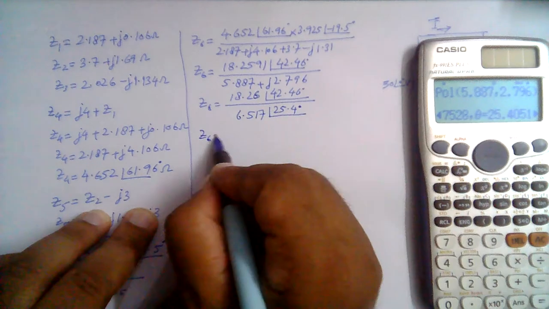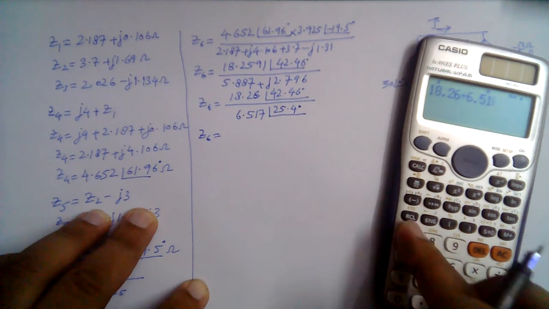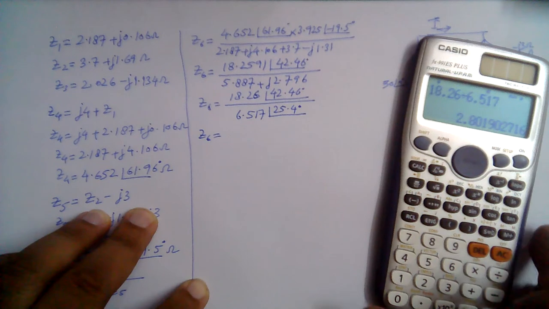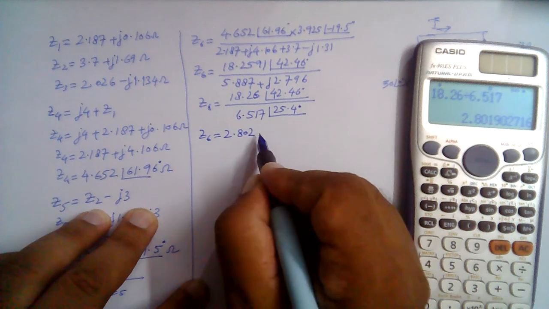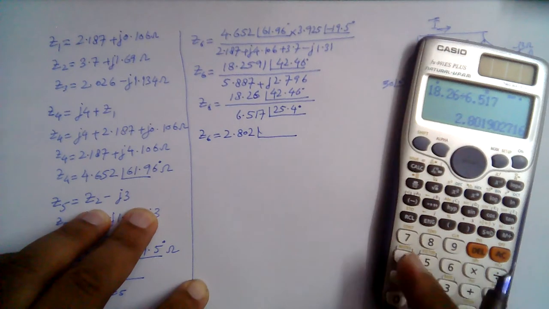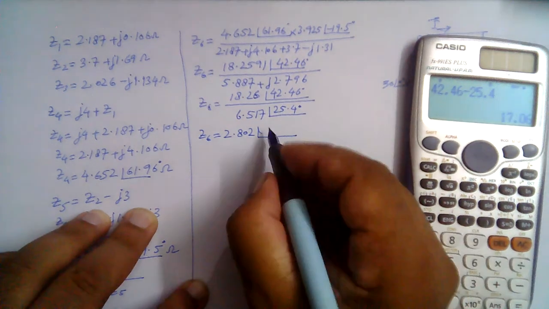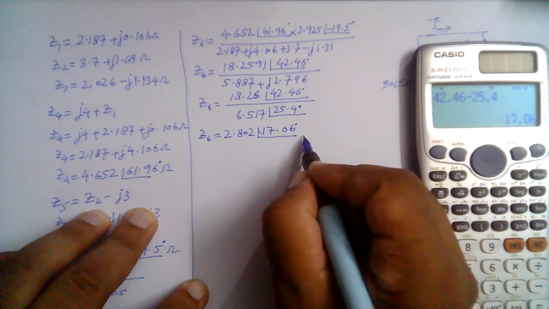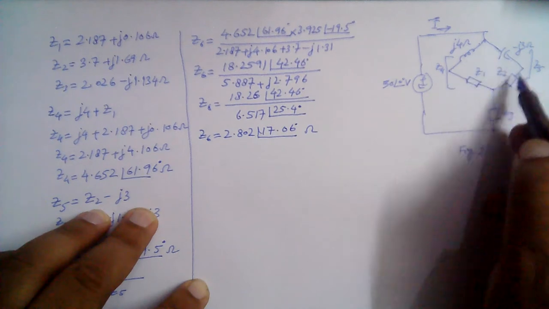So Z6 is 18.26 divided by 6.517, that is 2.802, and the angle is 42.46 minus 25.4, and that is 17.06 degrees ohms. So this is Z6, which is the impedance of this parallel combination.